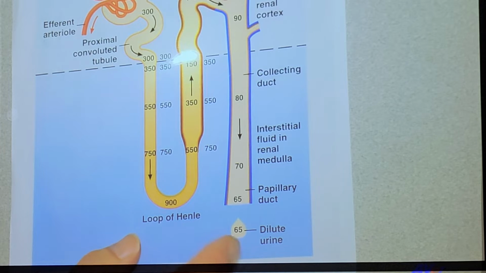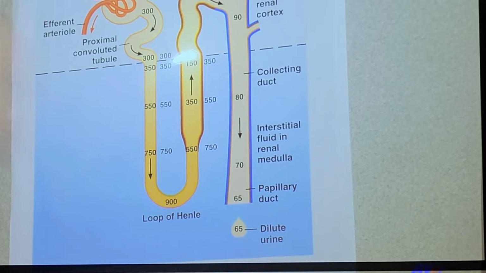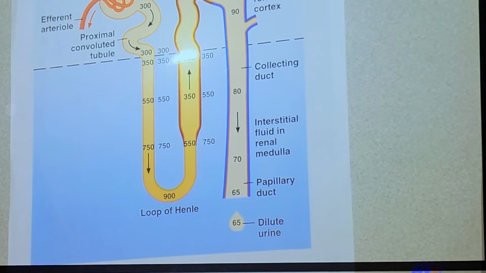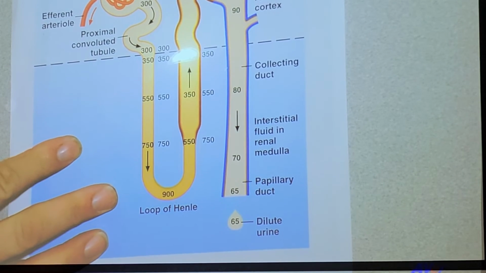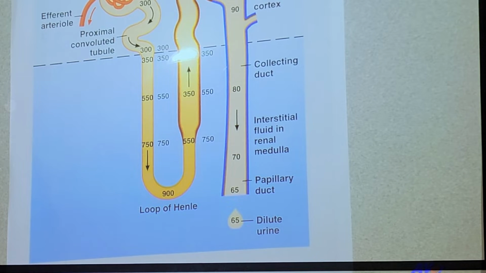So how much urine do you get? 65 out of the 300. Particles in the urine. You guys like that one? Yes, no, maybe?